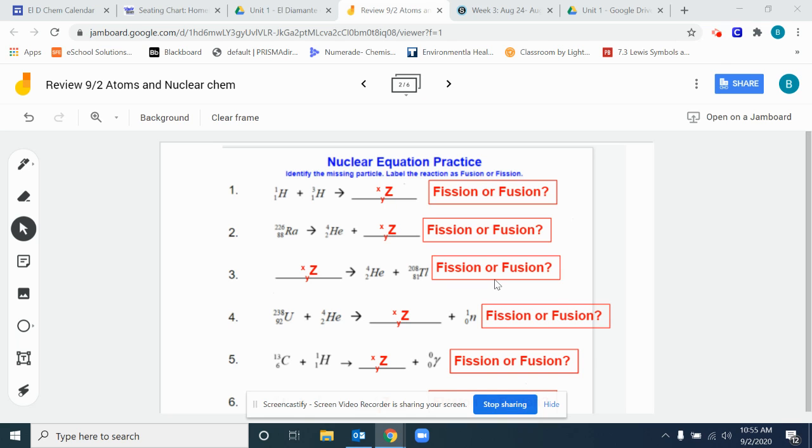Okay, so today I'm going to do a couple of examples of the fission and fusion problems and just talk them through. So for number one here, we have two different hydrogen isotopes. One of them has a mass of 1, while the other has a mass of 3. So our mass on the reactant side that we're starting with is 4. And our atomic number that we're starting with on this side is 1 plus 1. So we will have 2 that we are starting with.